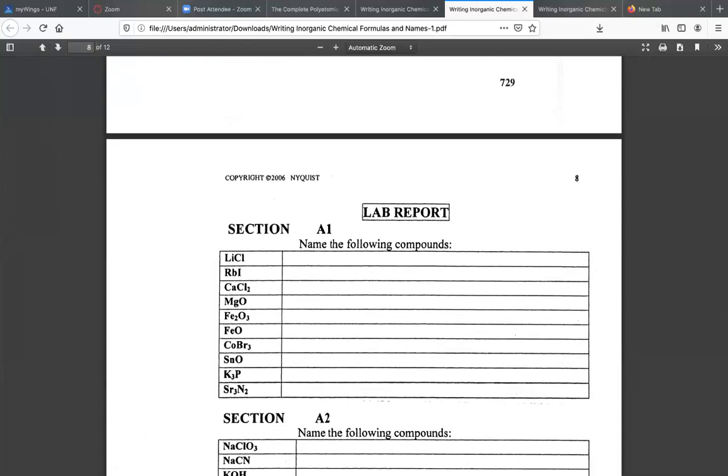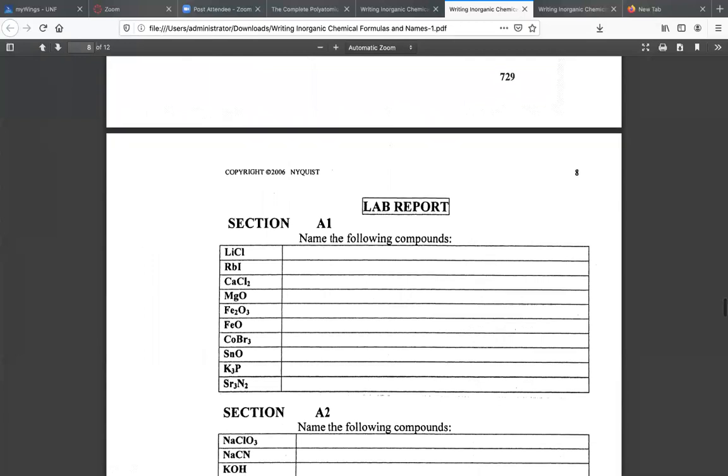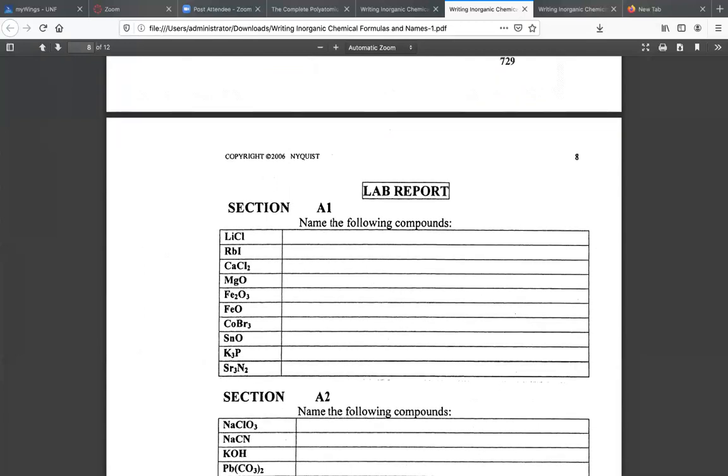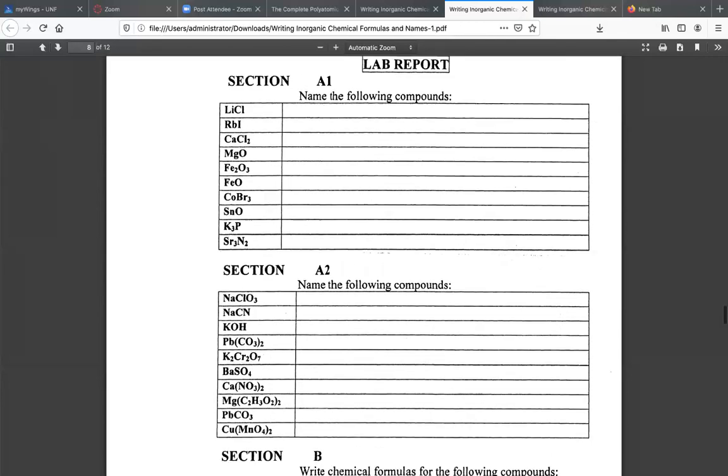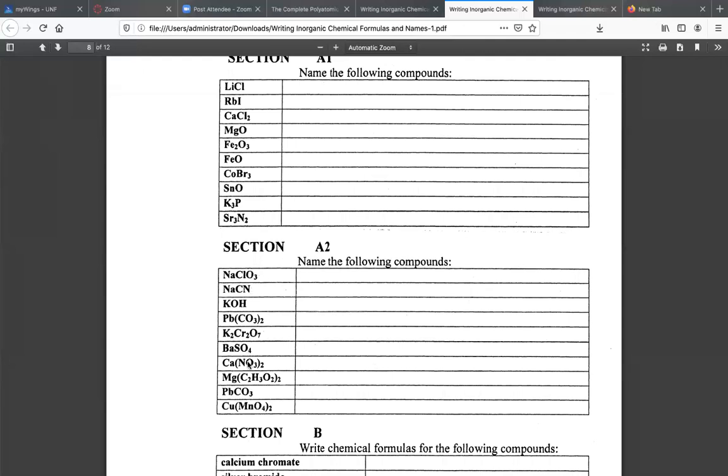You see, this is the lab report right now. Name the following compounds. It's a mixture here. These are ionic compounds. Some of them, you have to use the Roman numeral. Some of them, you do not use the Roman numeral. So given the formula, you should be able to write the name here.